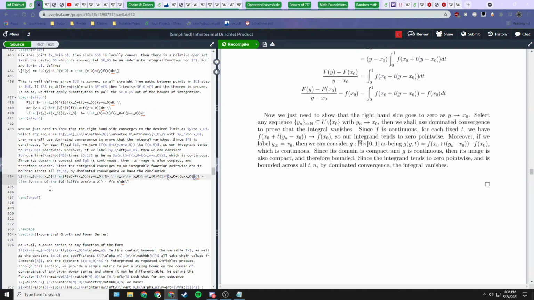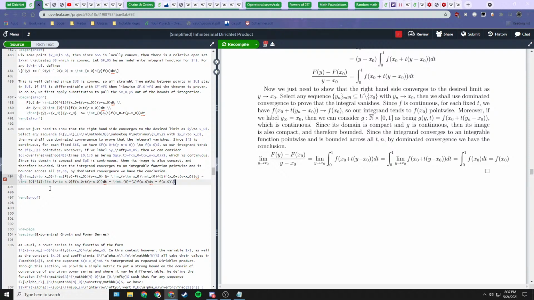So we have this limit of the integral is the integral of the limit, and this is just a constant. This is just f of x0. And since the integral is over 0, 1, that's just f of x0. Hopefully, that's a little long. Okay.